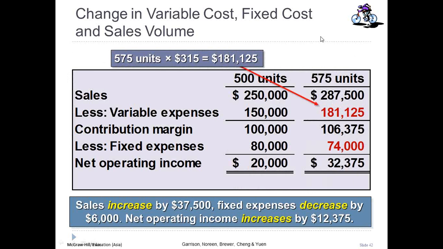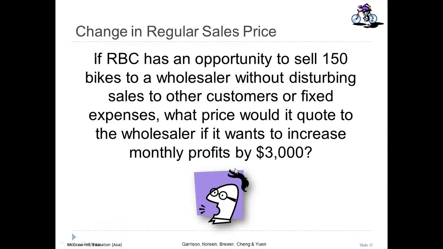So here, we've got an increase in unit sales, 500 to 575. Sales revenues went up. Variable expenses went up because we're paying sales commissions. The fixed expenses dropped because we've decreased our monthly fixed salaries. Bottom line, increased very nicely. It's a good business proposition. Let's do another one.